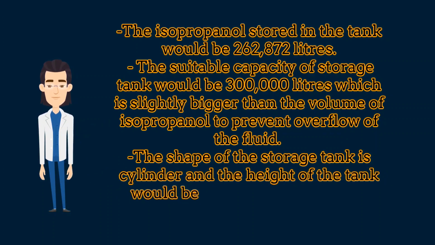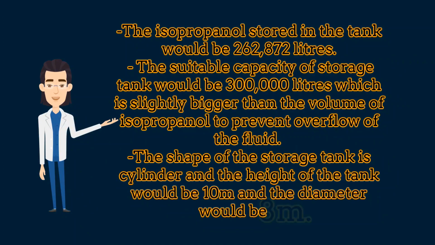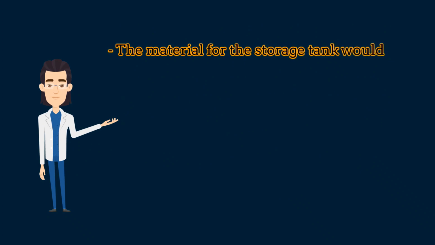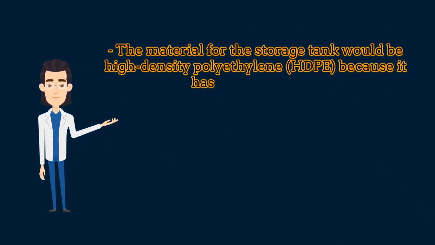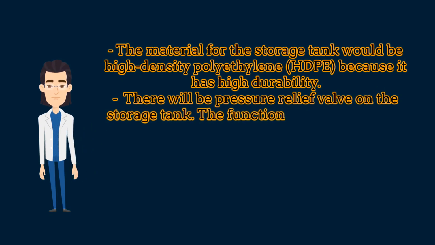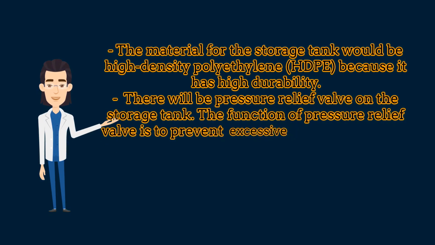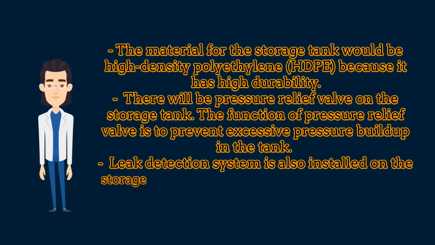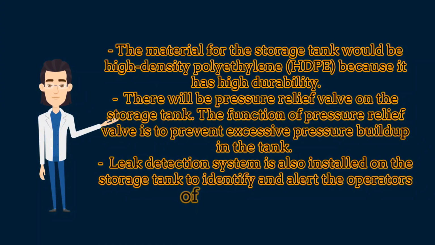The shape of the storage tank is a cylinder, the height would be 10 meters and the diameter would be 8 meters. The material of the storage tank would be high density polyethylene because it has high durability. There will be a pressure relief valve on the storage tank. The function of a pressure relief valve is to prevent excessive pressure build-up in the tank. A leak detection system is also installed on the storage tank to identify and alert the operators of leaking in the tank.